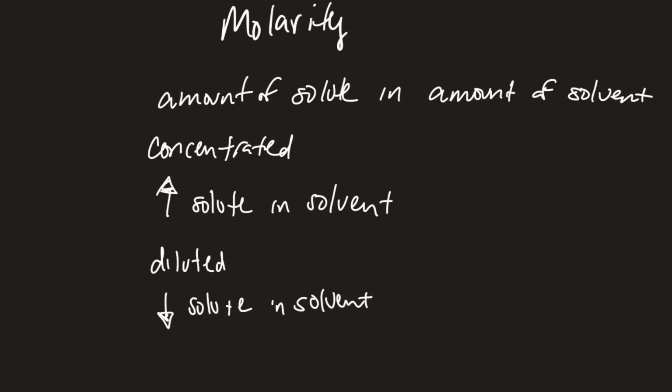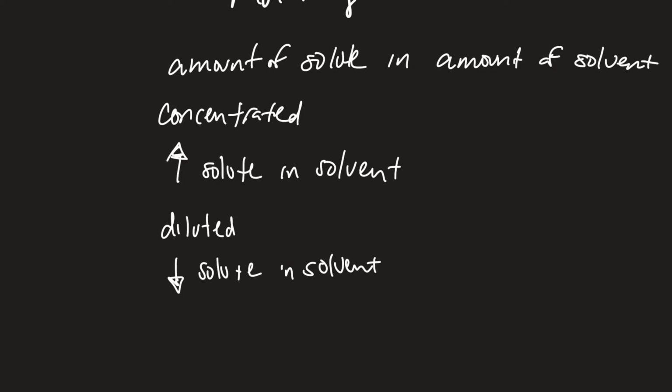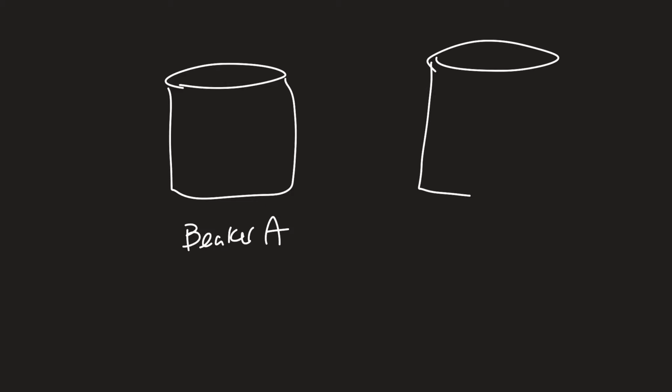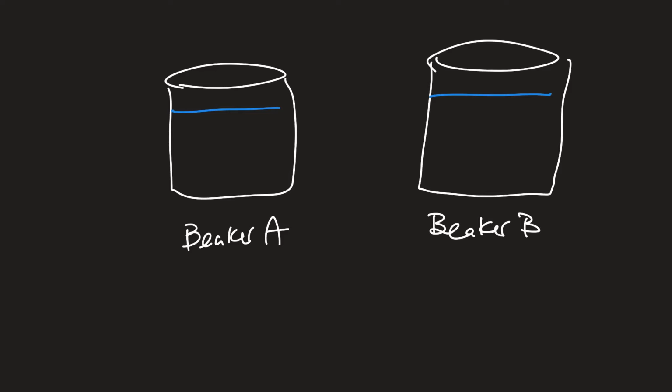So let's just draw a particular model of what I'm saying. Let's say you have here beaker A, and beaker B. And then we have some solvent, in most cases the solvent is water. And these particles are solute.